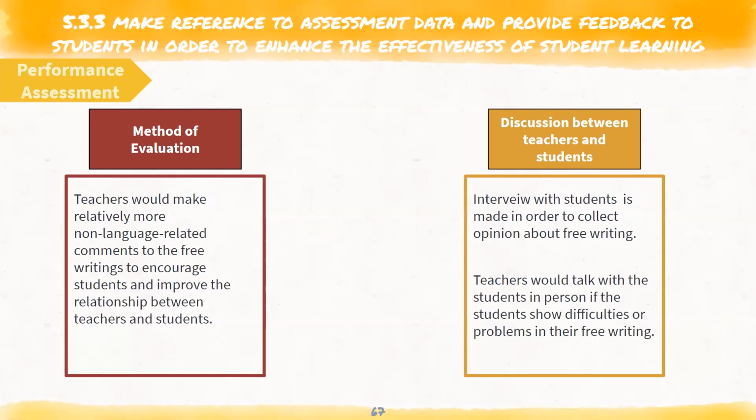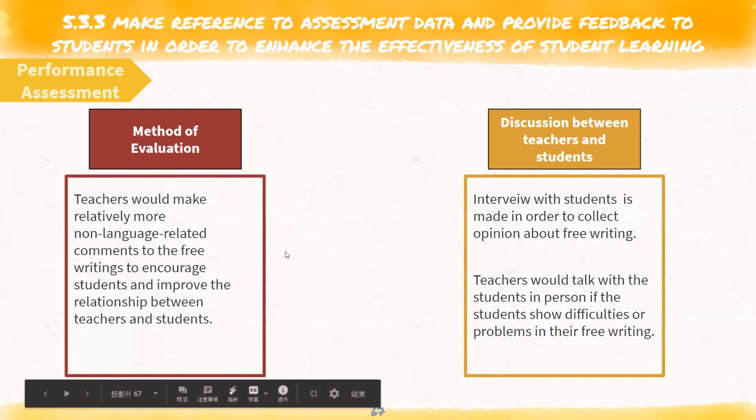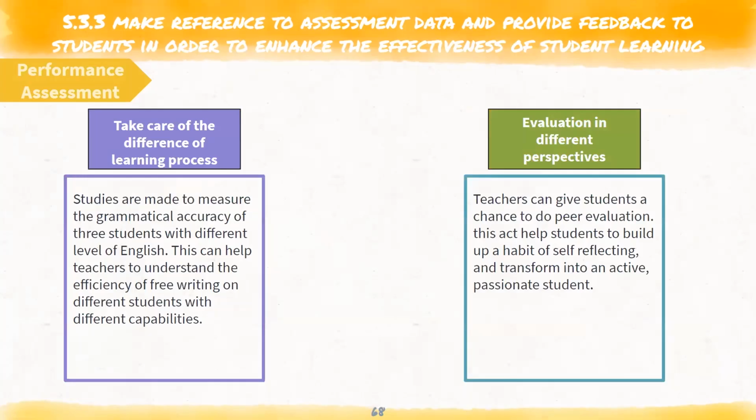And then going to the next page, we are going to talk about the different student learning processes, and this can help the teacher to understand the efficiency of free writing on different students with different capabilities. And also evaluation from different perspectives is helpful as well. For example, peer evaluation and discussion between the teachers and the students can help. And of course, you can see the learning progress and the evaluation, and the teachers giving the chance of peer evaluation, so they can understand the efficiency through chatting, and also look after the learning diversity.